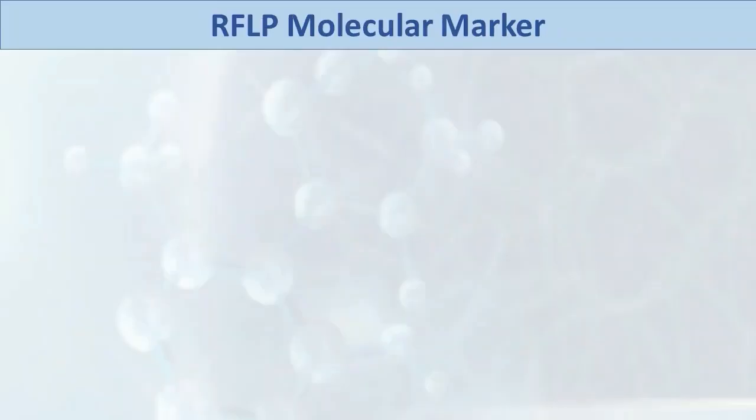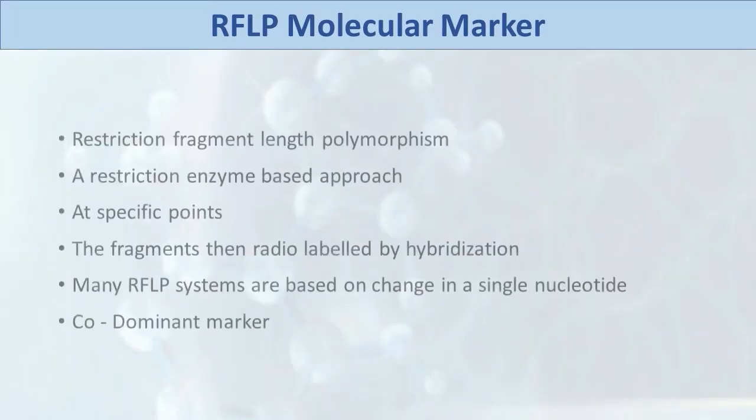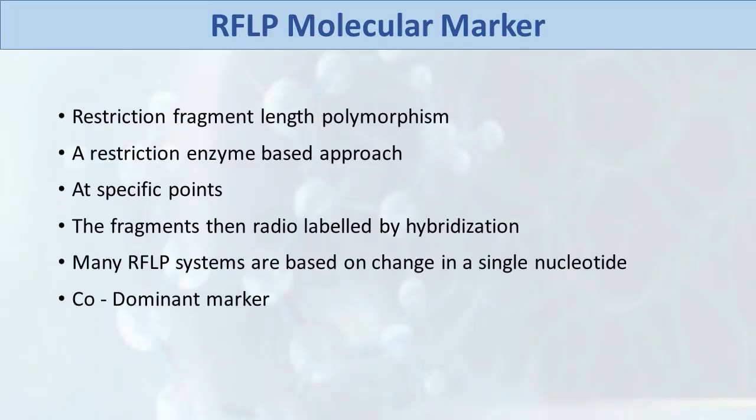Now let's see about the RFLP molecular marker. Well, RFLP means restriction fragment length polymorphism. It is a restriction enzyme based approach at specific points and the resulting fragments are then radio-labeled by hybridization and visualized using autoradiogram. Many RFLP systems are based on change in a single nucleotide. And this marker is also a codominant marker.